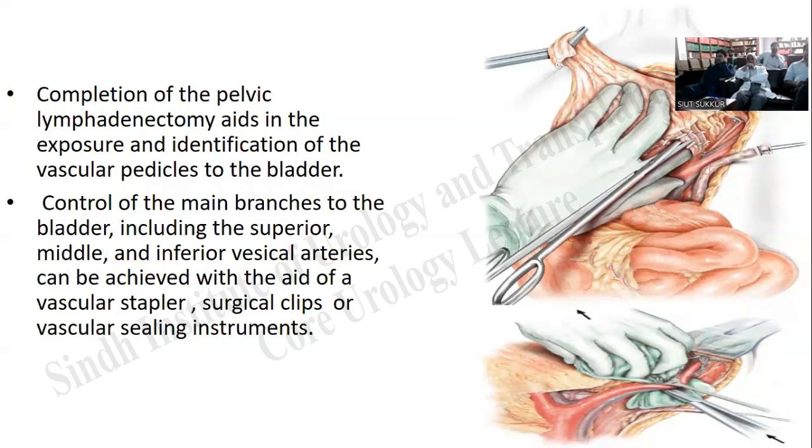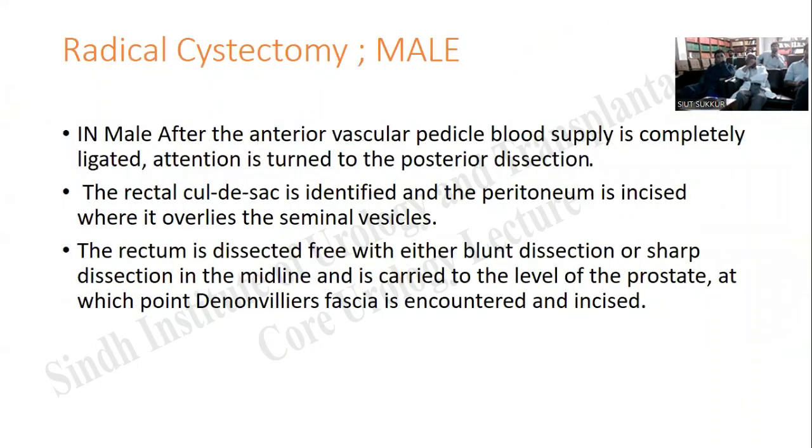After completion of pelvic lymphadenectomy, control of the main branches to the bladder, including the superior, middle, and inferior vesical arteries, can be achieved with the aid of a vascular stapler, surgical clips, or vascular sealing instruments. Radical cystectomy: these steps were similar for both genders, and there is a slight difference between male and female. So we will talk about radical cystectomy in male.